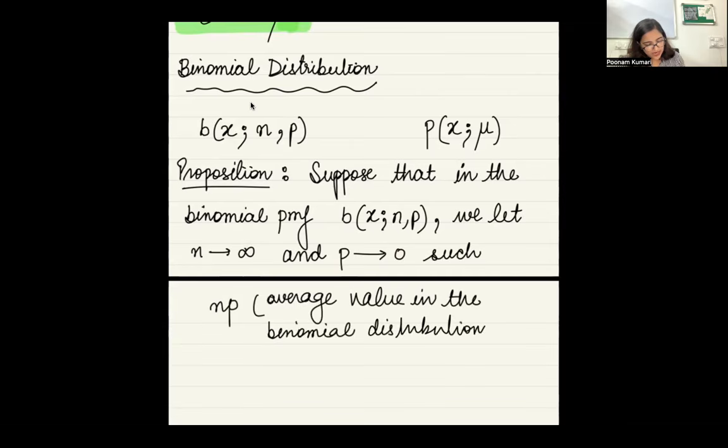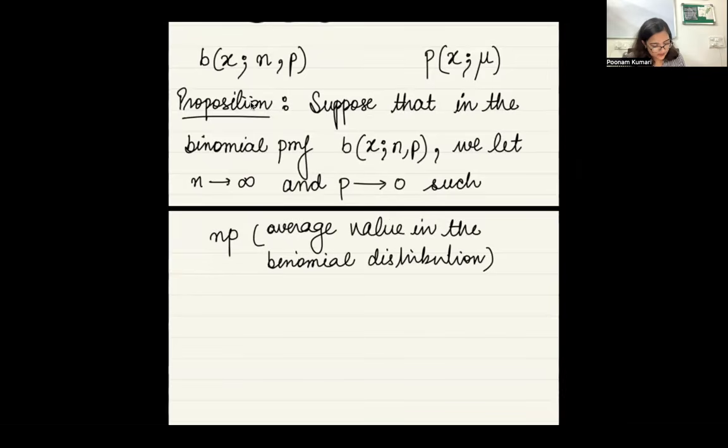So what am I doing? I am letting my n value go to a very large number, and I'm letting my p value go to a very small number, such that this n times p product remains the same, and this n times p approaches a value mu, such that this mu value is greater than 0.